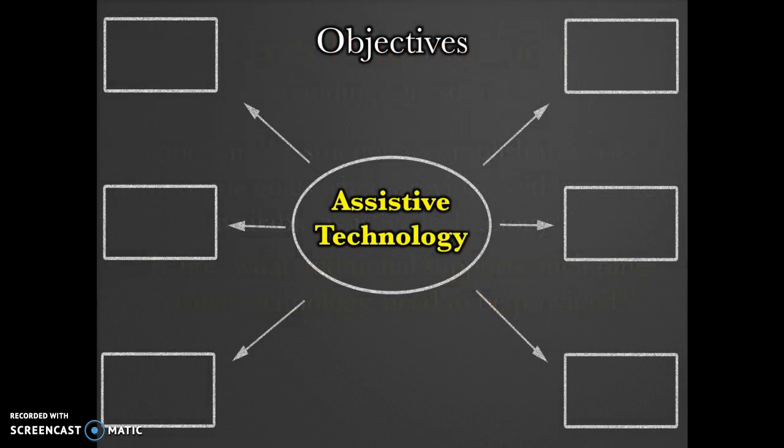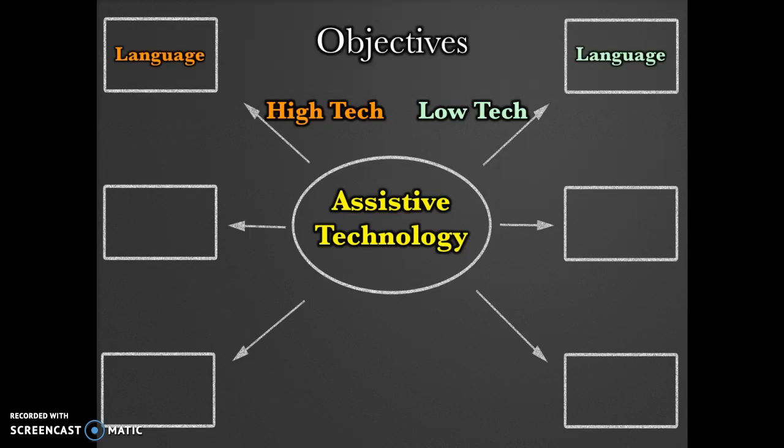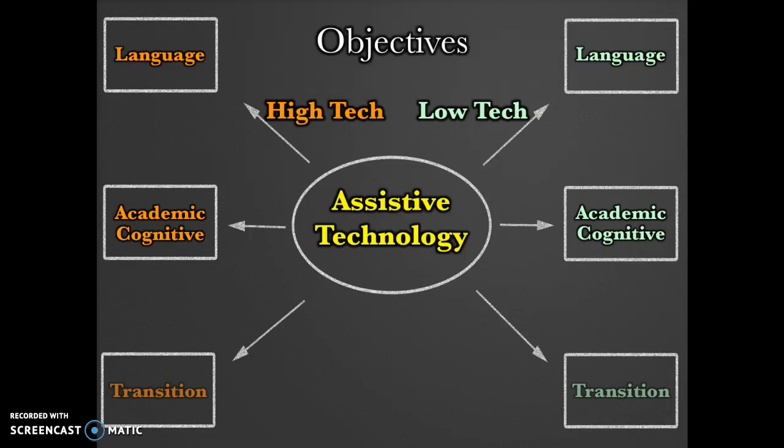The objective of this presentation is to look at assistive technology in two categories, high-tech and low-tech. And within each of those domains, we will look at language and communication, academic and cognitive AT solutions, and finally, transition.